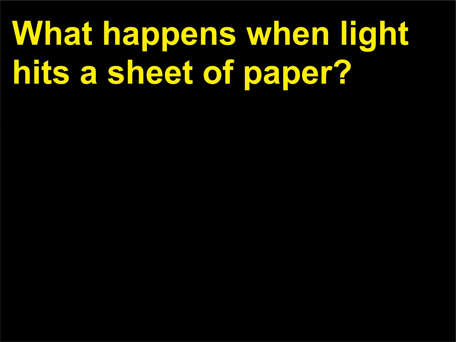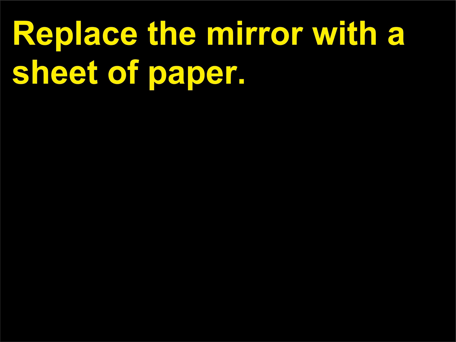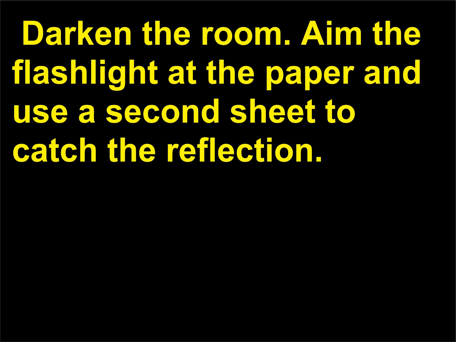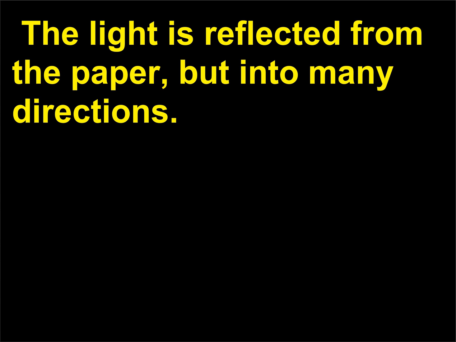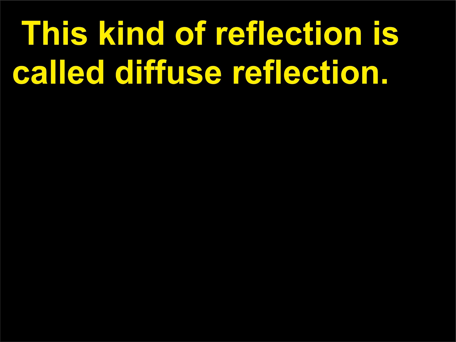What happens when light hits a sheet of paper? Replace the mirror with a sheet of paper. Darken the room. Aim the flashlight at the paper and use a second sheet to catch the reflection. You'll see that the second sheet is illuminated in many different locations. The light is reflected from the paper, but into many directions. This kind of reflection is called diffuse reflection.